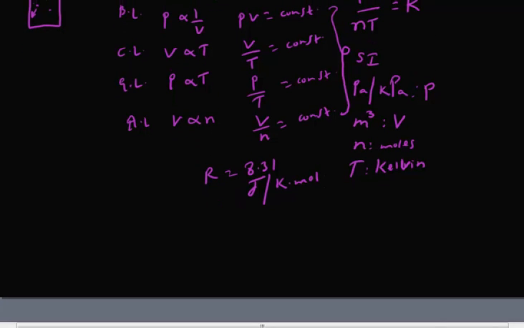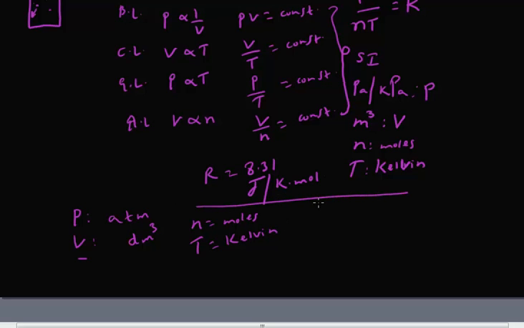Alternatively, you can apply a different unit system for the same expression. In the other unit system, you can have pressure in atmospheres, volume in liters or dm cubed, and of course n doesn't change, that's just moles, and temperature is always in Kelvin. When you're applying this unit system, usually your R value is 0.0821 liter atmosphere per Kelvin mole.